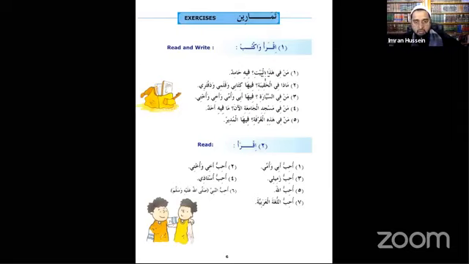Man fi hadha al-bayt? Who is in this house? In it is Hamid. Madha fil haqibati? What is in the bag? Fiha kitabi wa qalami wa daftari. In it, my book, my pen, and my notebook. Man fi sayyarati? Who is in the car? In it, my father, my mother, my brother, and my sister.